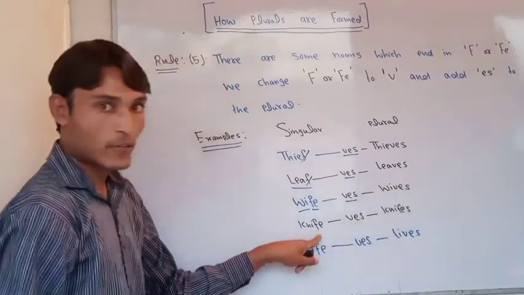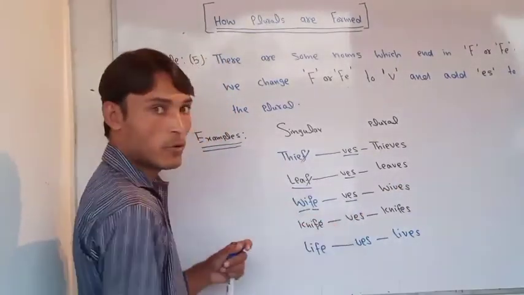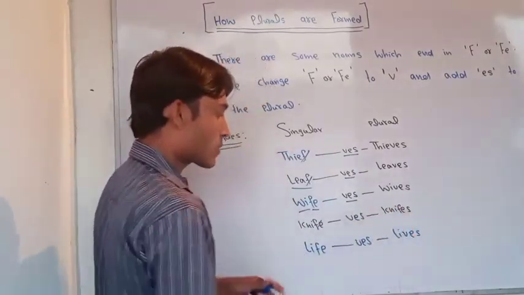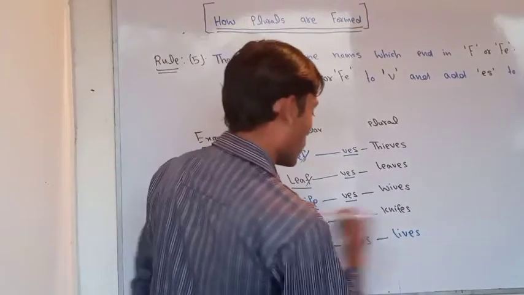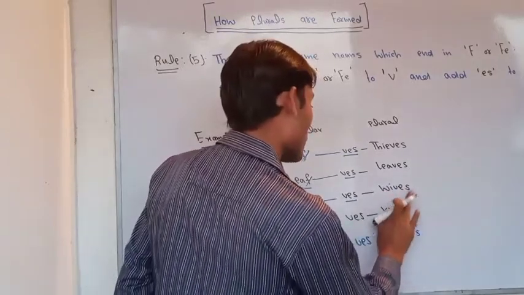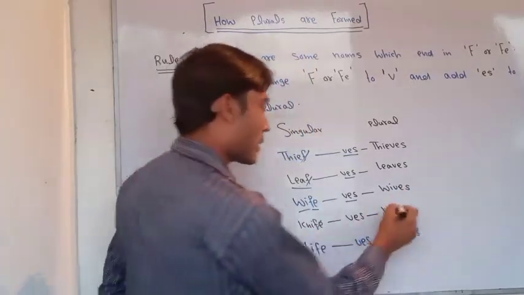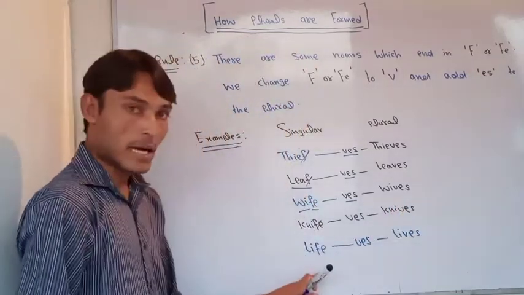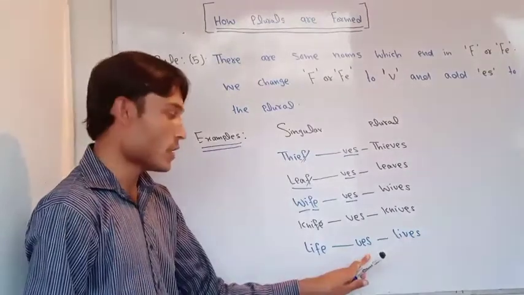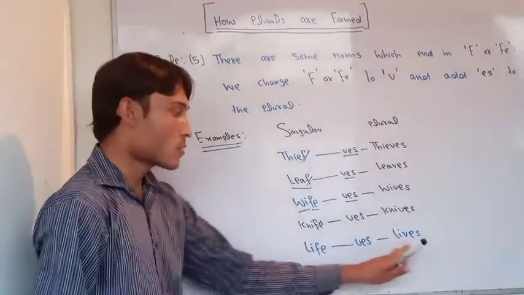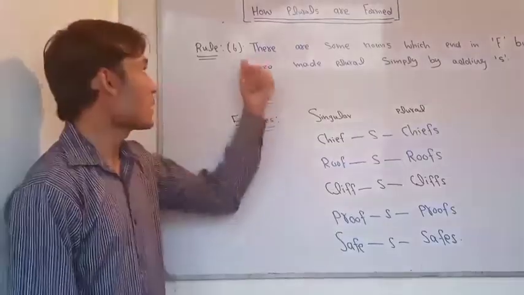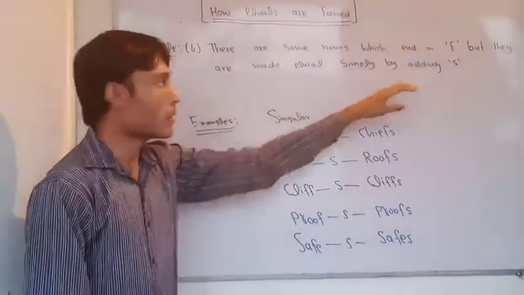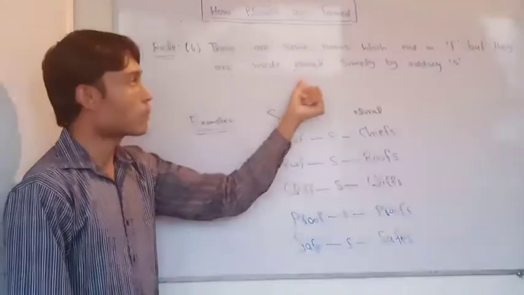Next one is knife, there is fe, we remove that and add ves, that is called knives. Next one is life, so we add ves and remove fe, so we say lives. Rule number 6 is there are some nouns which end in f but they are made plural simply by adding s.